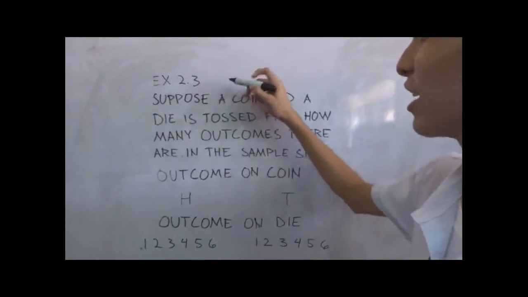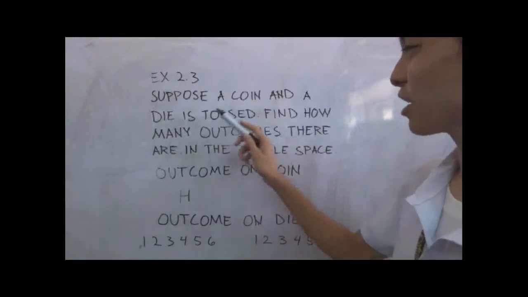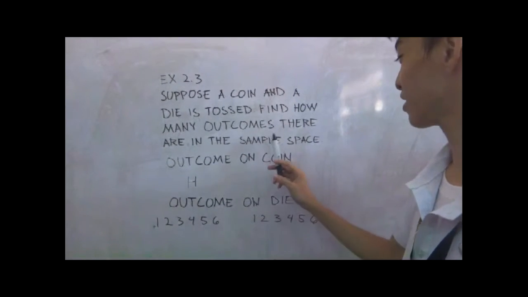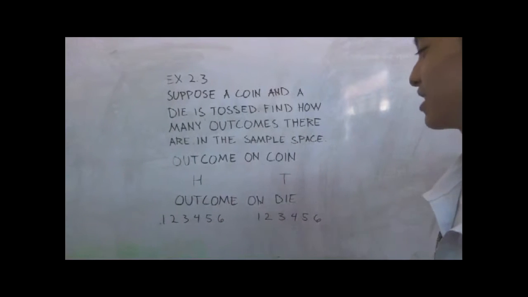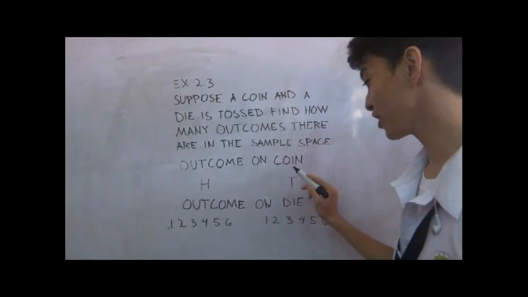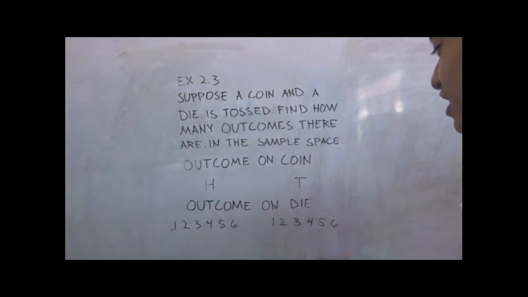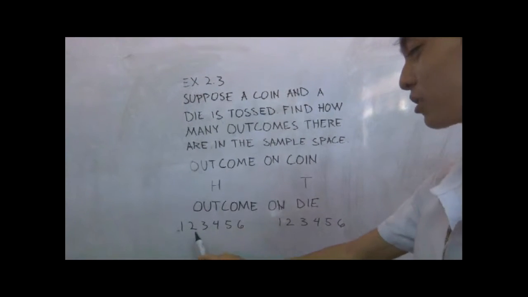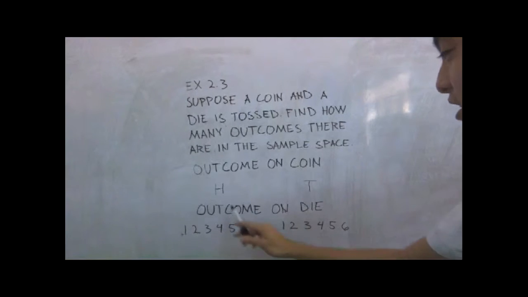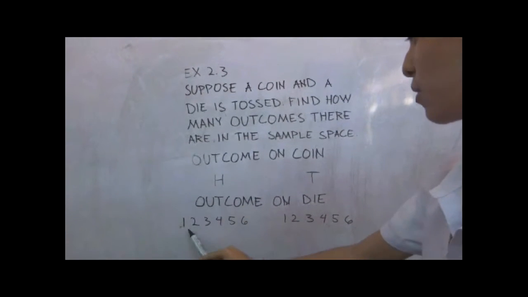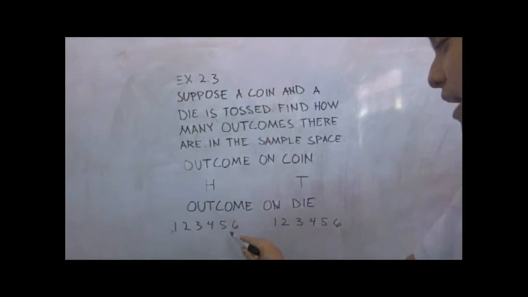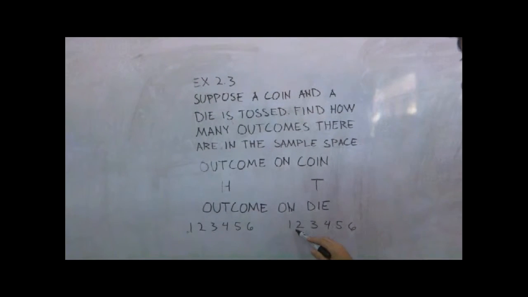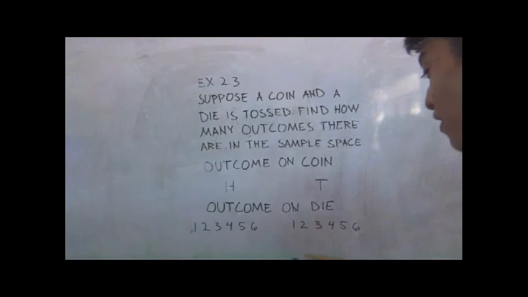Example 2.3. Suppose a coin and a die is tossed. Find how many outcomes there are in the sample space. Outcome on coin is head and tail. And outcome on die is 1, 2, 3, 4, 5, 6. In head, there are 1, 2, 3, 4, 5, 6. And in tails, it has 1, 2, 3, 4, 5, 6.